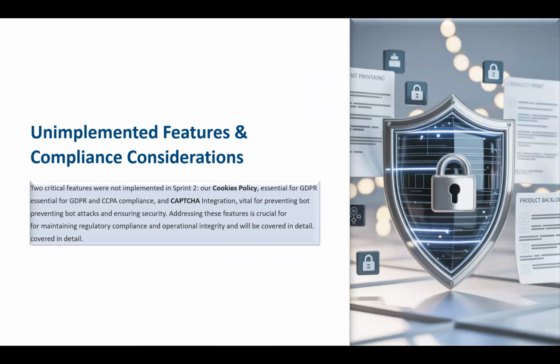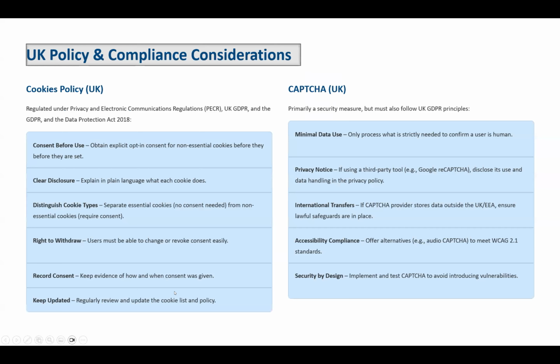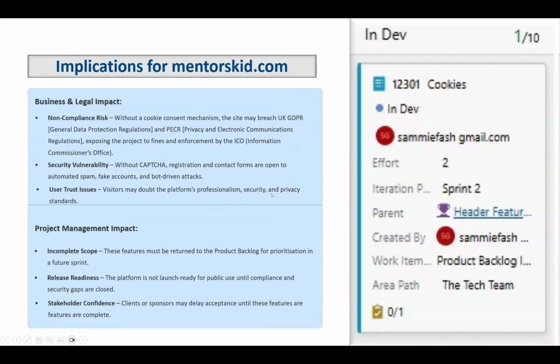Then out of the 22 user stories we committed, the developer told us that she couldn't develop the cookies and the captcha features. So I had to carry out research to know what the compliance considerations were for cookies policy in the UK and captcha policy in the UK, and what the implications meant for our projects. So the business and legal impact, and then the project impact. For us, we're not able to complete those features, so we had to return them to the product backlog.